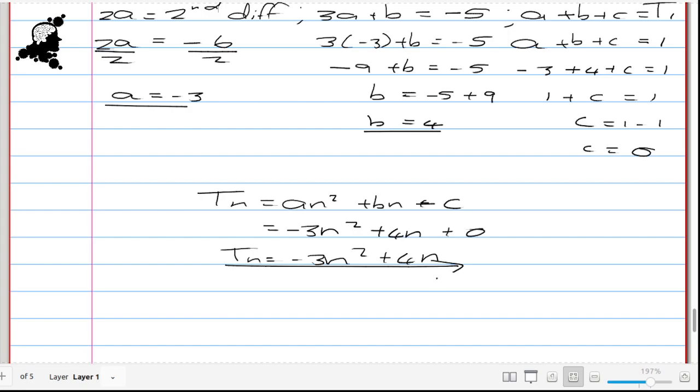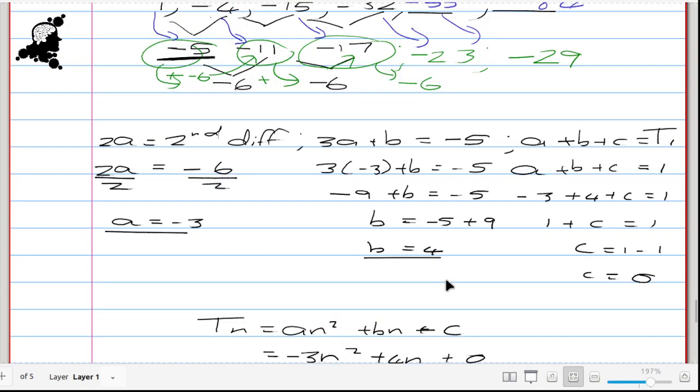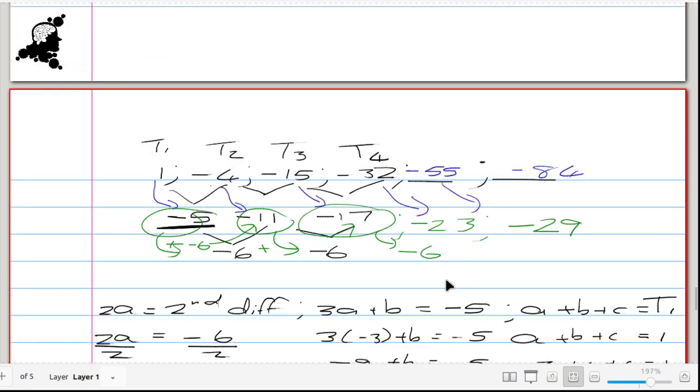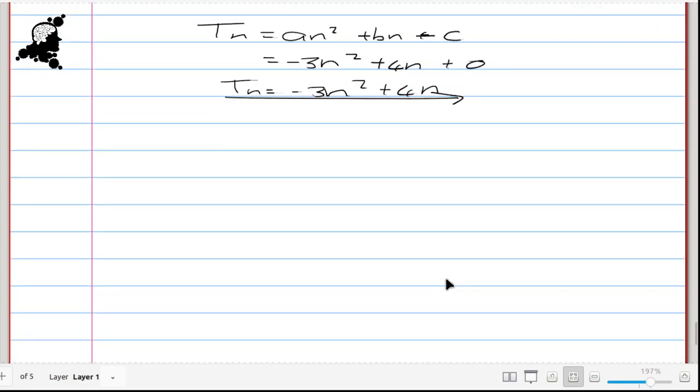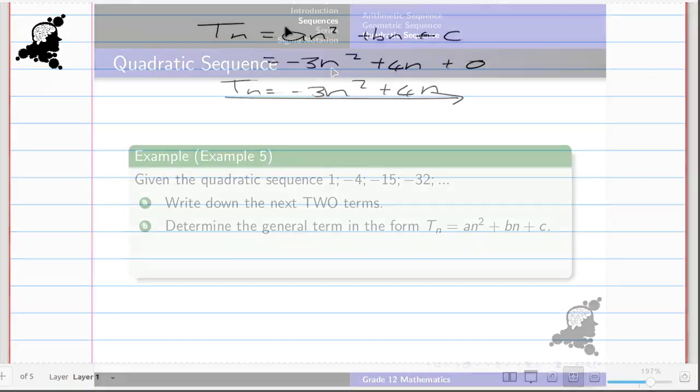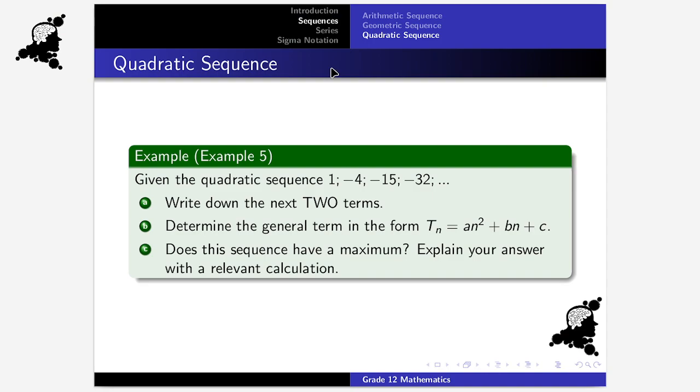I hope it makes sense. I know it was a bit tricky in the section where I said we need to determine the next two terms. If it did not make sense, please do let me know in the comment section and I will create a separate video where I cover how to find terms in a quadratic sequence. Other than that, let's look at the next question.